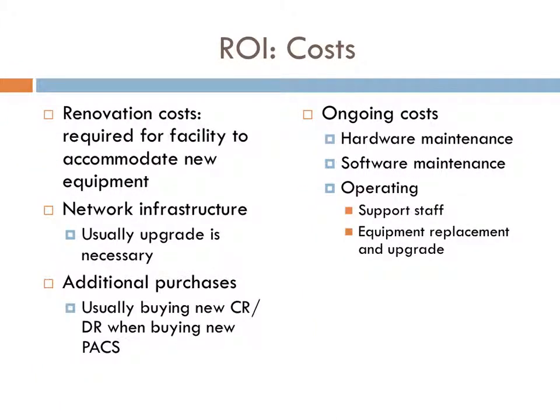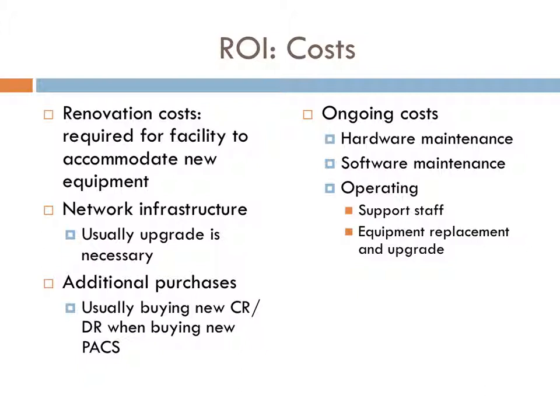When a site purchases a new PACS system, it may also trigger the organization to purchase additional things that are required to support the PACS system. These are sometimes overlooked in the purchasing budget, but nonetheless, they often still do need to be purchased. Renovation costs are required for the facility to accommodate the new equipment, such as workstations and housing the servers. This can also include any electrical or heating and air conditioning system modifications in order to get the facility up to par where it needs to be in order to operate the PACS.